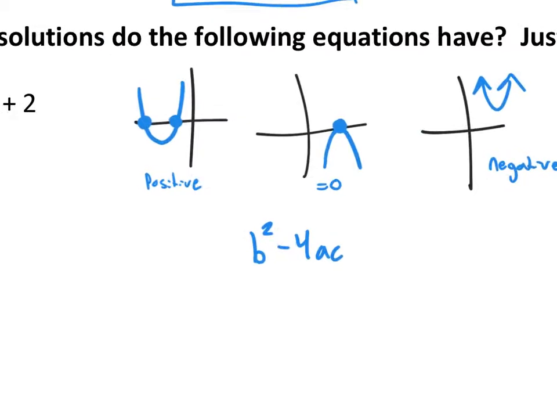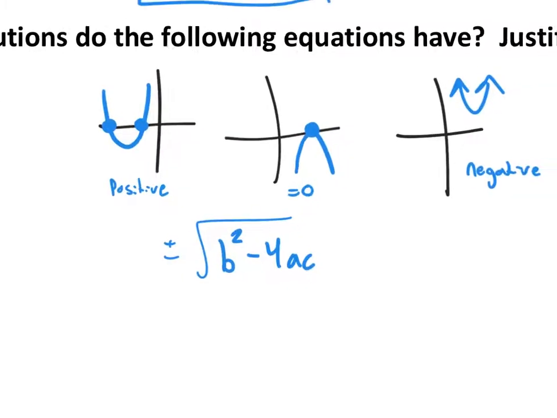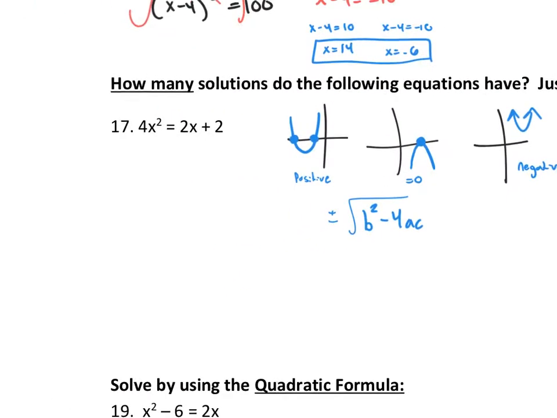And the reason for that is because it's the part that's underneath the square root. So if it's positive, it's two answers because of the plus or minus. 0 doesn't have a plus or minus because it's just 0 either way. And then if you're trying to square root a negative number, you can't, so there's no real solution.